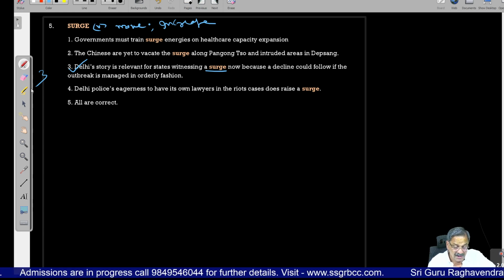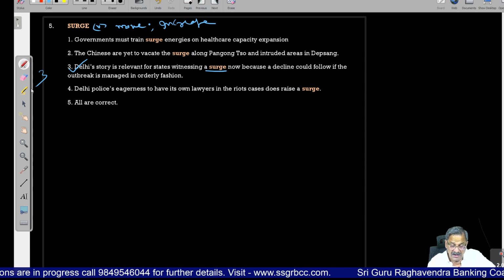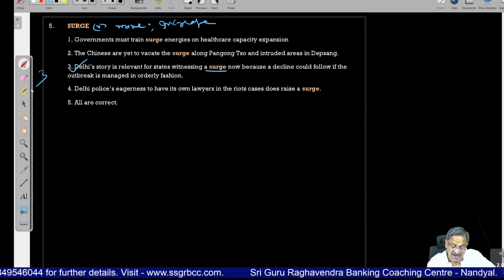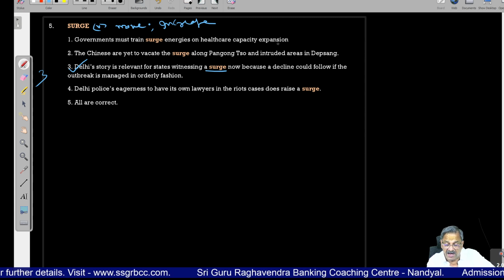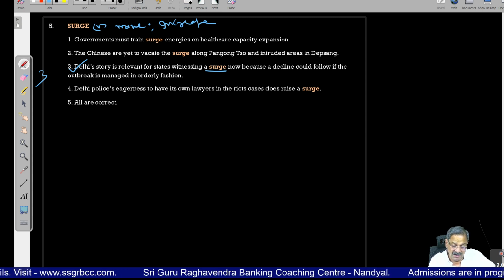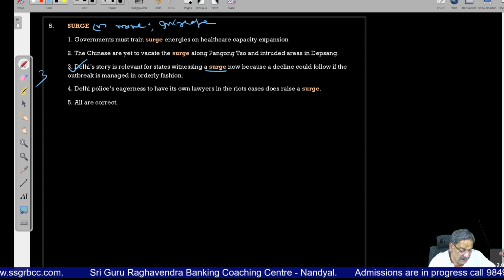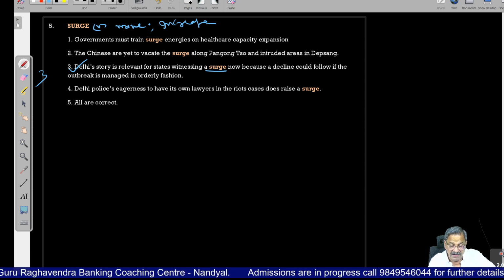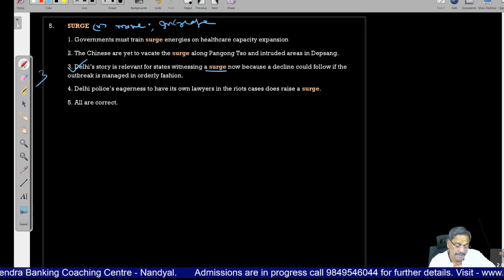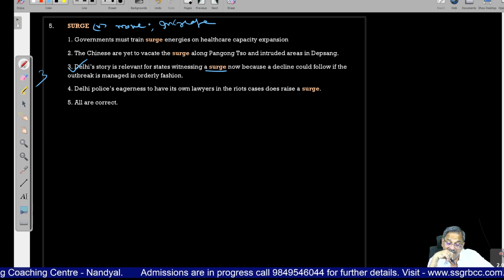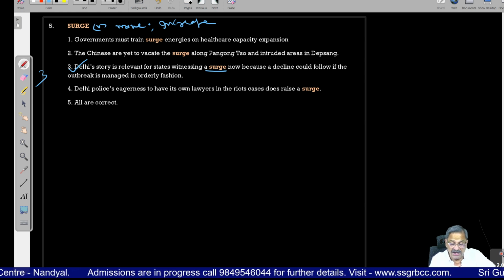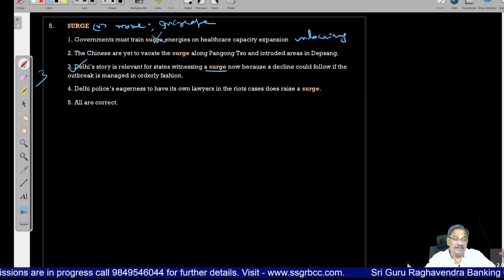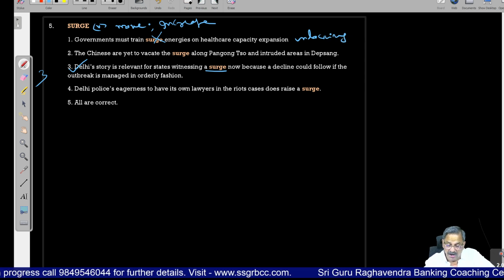Other meaning. Here, government must train energies. Must train what energy? Must train energies on healthcare capacity expansion. Government must train energies. ఏ విధంగా వాడితే బాగుంటుంది? గవర్నమెంట్ మస్ట్ ట్రైన్ ఎనర్జీస్. ఇక్కడ మస్ట్ ట్రైన్ అన్లాకింగ్ ఎనర్జీస్ అంటే బాగుంటుంది. అన్లాకింగ్ అంటే ఇంప్లిమెంటేషన్లో లేనటువంటి అన్న సెన్స్. అన్లాకింగ్ ఎనర్జీస్ అని యూజ్ చేయొచ్చు.